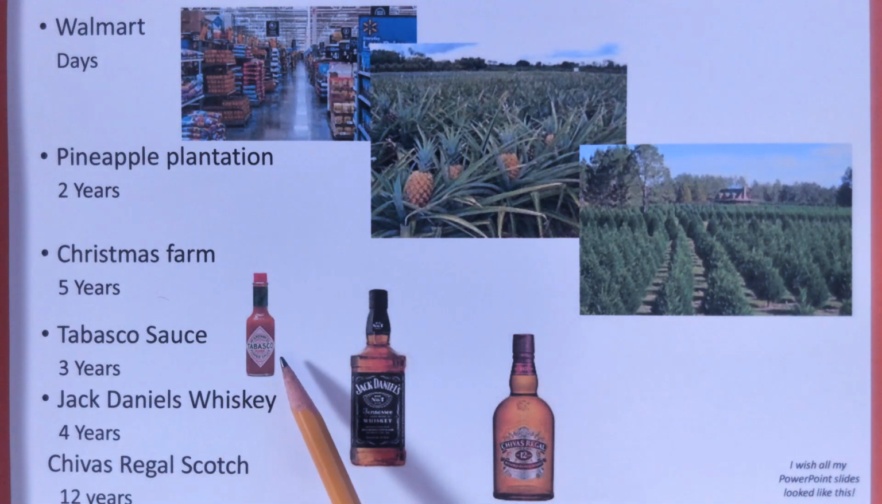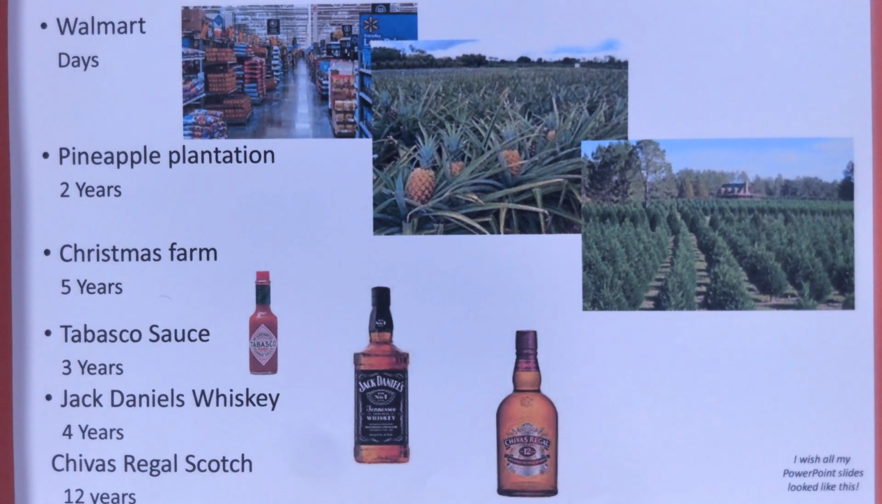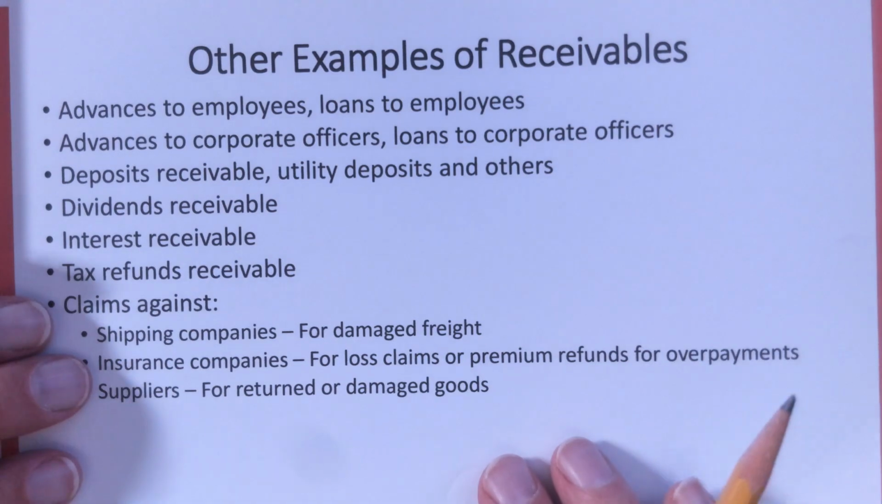Tabasco sauce, believe it or not, takes 3 years to make because they mix all the ingredients together and then they put it in a wooden cask to ferment for 3 years. And then, of course, the various whiskeys. Jack Daniel's whiskey is a minimum of 4 years. Chivas Regal, a minimum of 12 years. I mean, they have like 18-year, and longer, operating cycles. So let's go ahead and continue on here with some other examples of receivables.